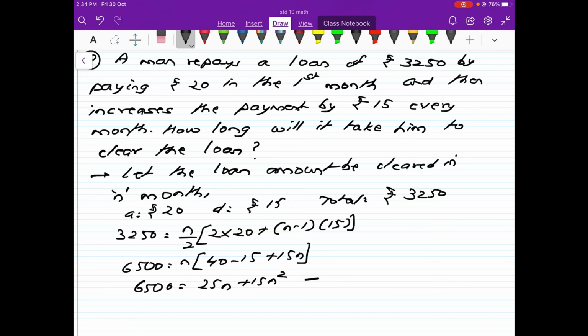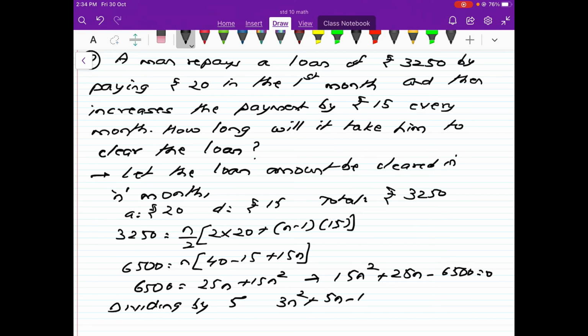So this has become a quadratic equation. We'll put it in the standard form: 15n square plus 25n minus 6500 is equal to 0. Dividing it by 5 because the numbers are very big. Dividing by 5, what do we get? We get 3n square plus 5n minus 1300 is equal to 0.